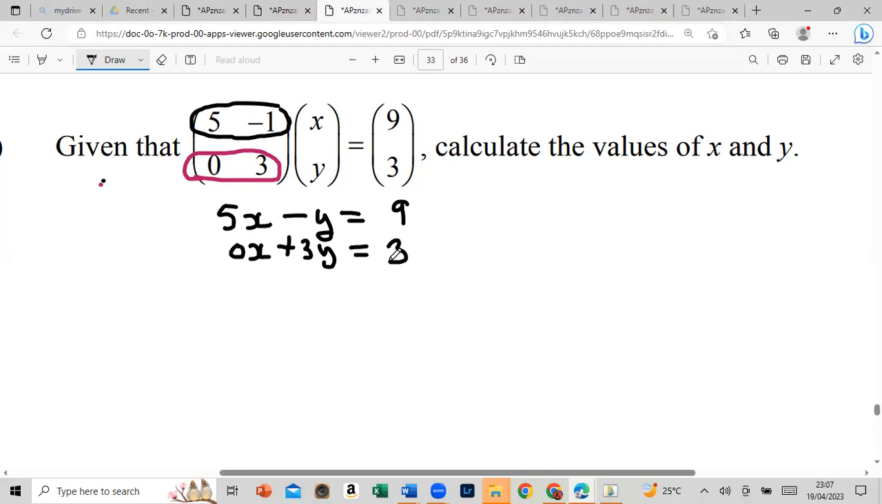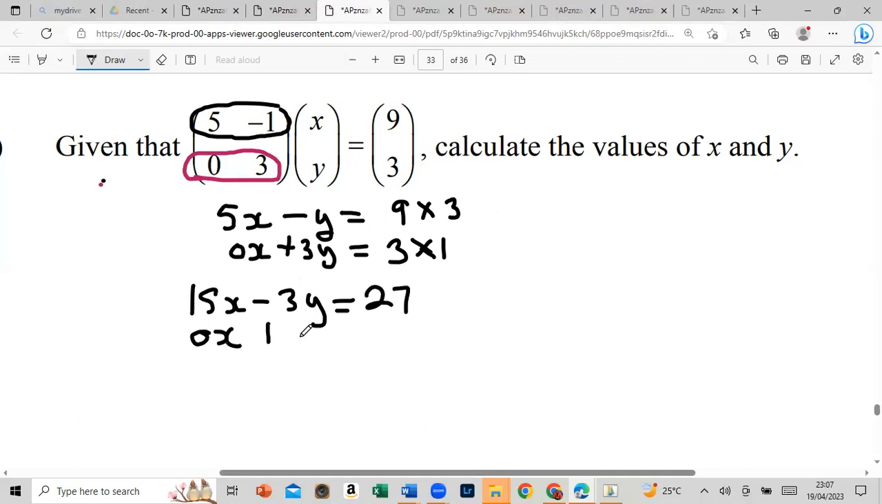Alright, so based off of what I'm seeing, it seems like it's a simultaneous equation. I'm going to multiply the first by 3 and the second by 1. What I'm going to do is get rid of the y first, so 3 times 5 is 15, 3 times negative y is negative 3y, and 3 times 9 is 27. 1 times anything is anything, so we have 0x here, and that equals 3y, and 1 times 3 is 3.